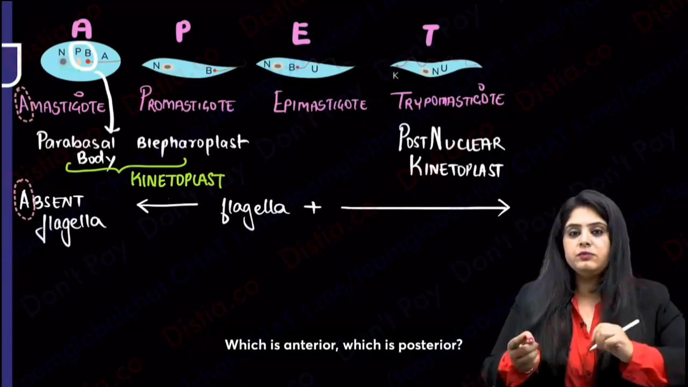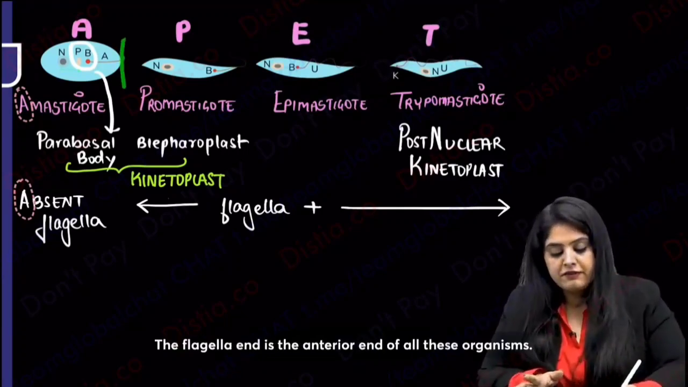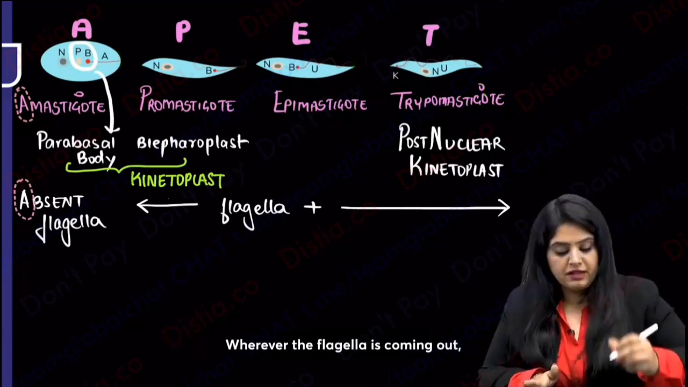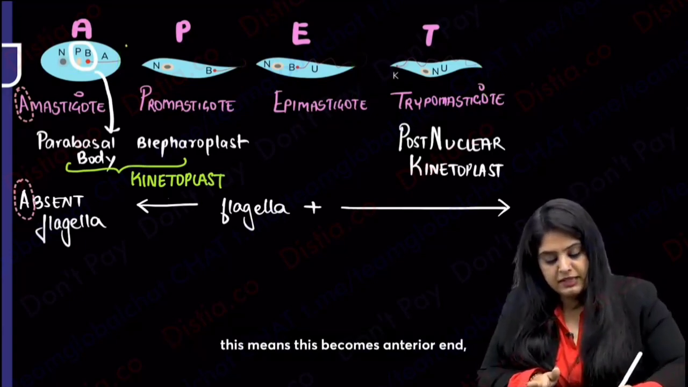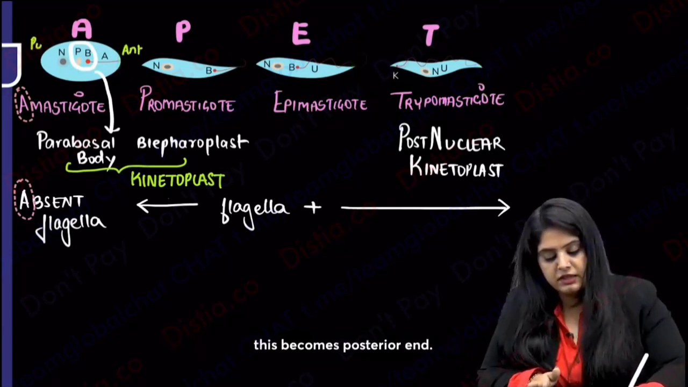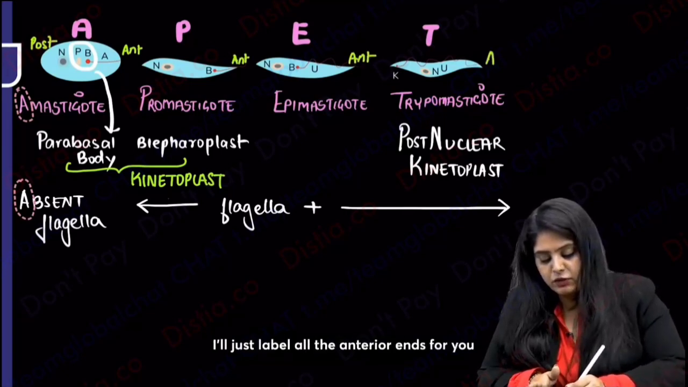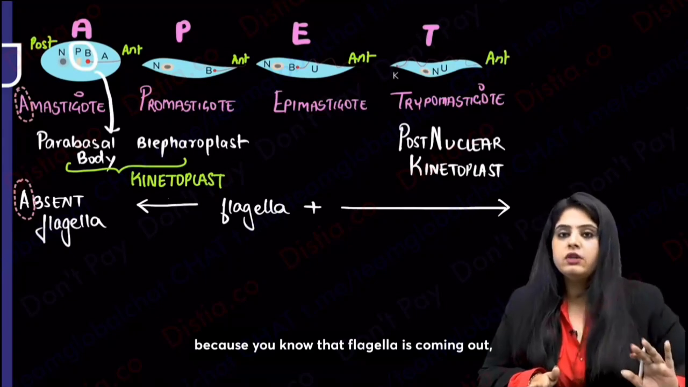Which is anterior, which is posterior? So let me tell you a trick. The flagella end is the anterior end of all these organisms. Wherever the flagella is coming out, this becomes the anterior end, this becomes the posterior end. Same way this becomes the anterior end. I'll just label all the anterior ends for you, because you know that flagella is coming out, that is the anterior end.